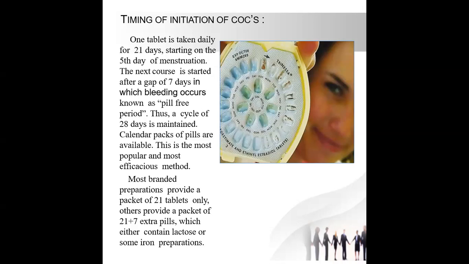The 21 tablets are actually the combined oral contraceptive pills, and the rest of the 7 pills may be either containing lactose, or in some preparations, they are nothing but iron and folic acid tablets. Okay, so here 21 days tablets we have to start from 5th day to 25th day, and 26, 27, 28 day and first day of the bleeding and up to 4th day of bleeding, we are not going to give any combined oral contraceptive, and this is what is called as the pill-free period.